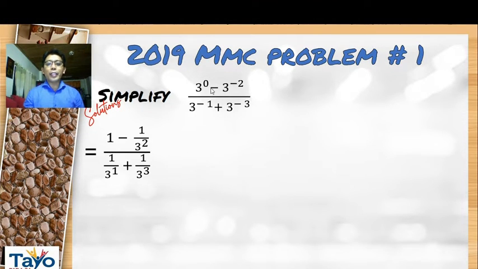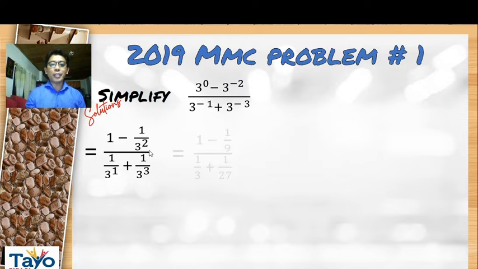So, if you notice, 3 to the power of 0, that is equal to 1. Copy, minus 3 to the power of negative 2 ay 1 over 3 to the power of 2, divided by 3 to the power of negative 1 is just equal to 1 over 3 to the power of 1. So, yung negative 1 nagiging positive na ngayon. Copy, positive sign. Yung 3 to the power of negative 3 becomes 1 over 3 to the power of 3. So, let us now simplify the following.